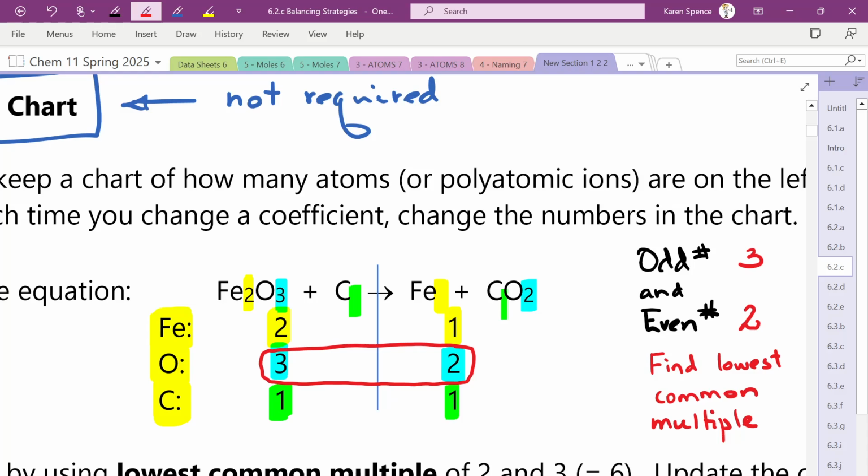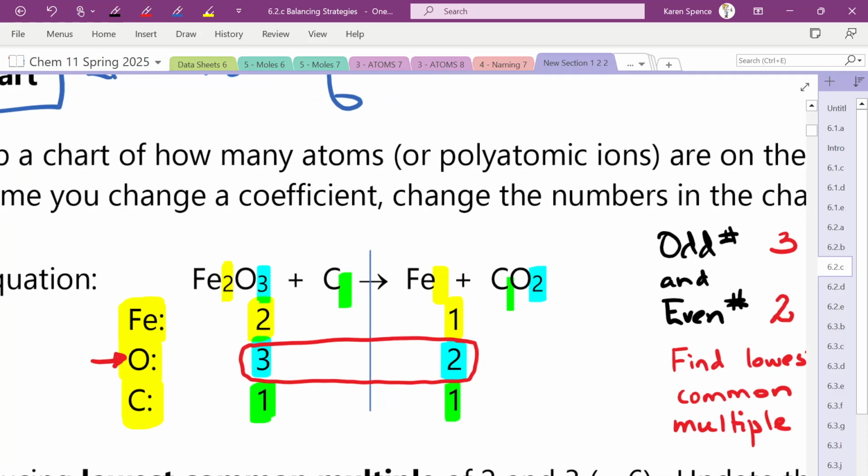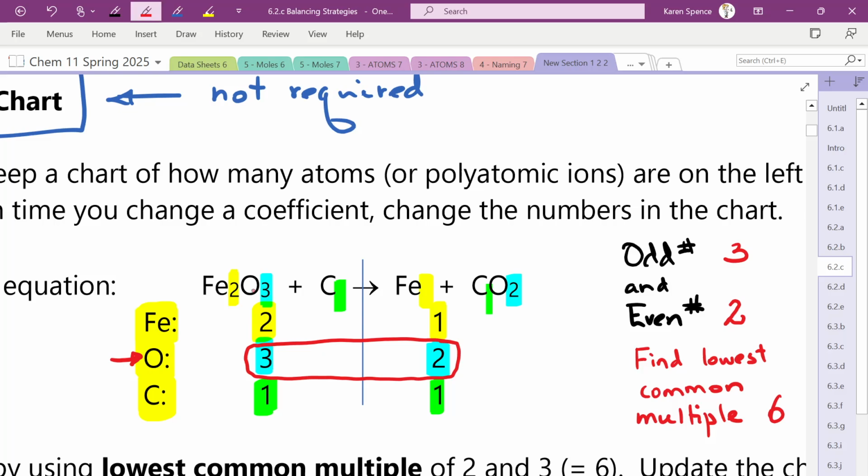Which in this case is, what's the LCM of 2 and 3? 6. So we're focusing in on oxygen right now. We're not going to worry about the other ones. We're focusing in on oxygen, and we're going to say, okay, if I want to have 6 oxygen, I can place a 2 in front of the Fe2O3.